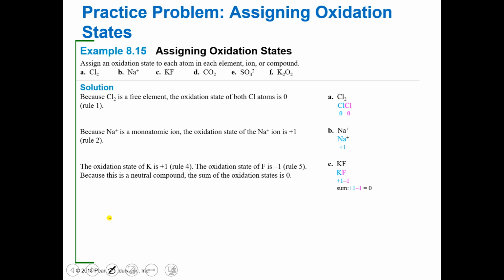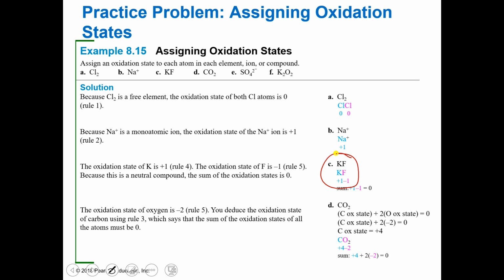KF, we have to look at both the K and the F. Here we have an ionic compound. The potassium will take on an oxidation number equal to its charge, as will the fluorine ion. So they must net out to 0. So you can see here, if fluorine is going to be -1 and potassium is going to be +1, they must equal 0.